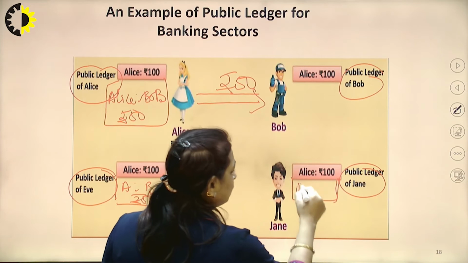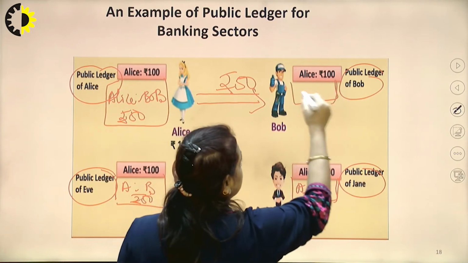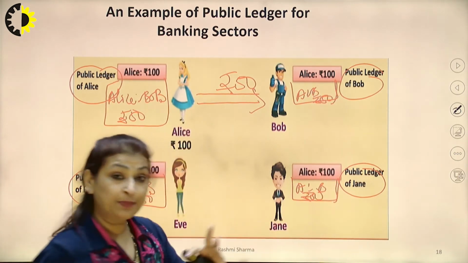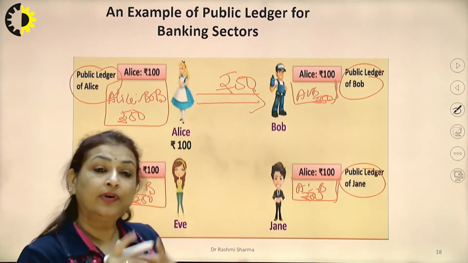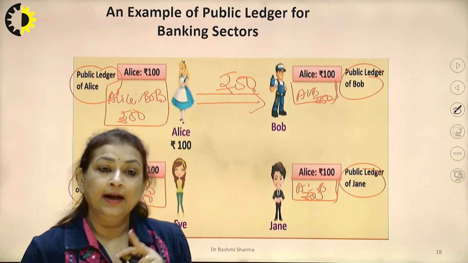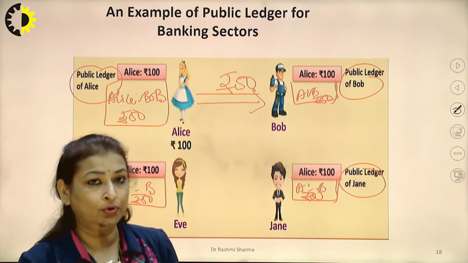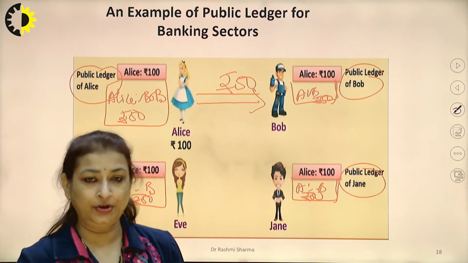Again, Alice to Bob rupees 50. So this particular transaction is being added. First, we will validate this. Does Alice have that 50 rupees to transfer to Bob? Alice has 100 rupees in her account. So yes, she can transfer it.